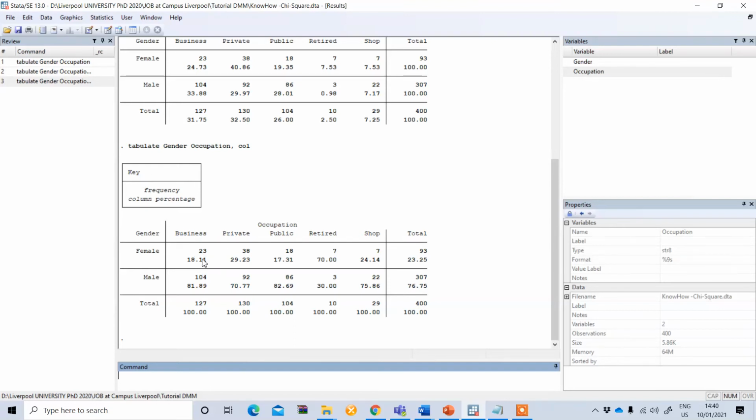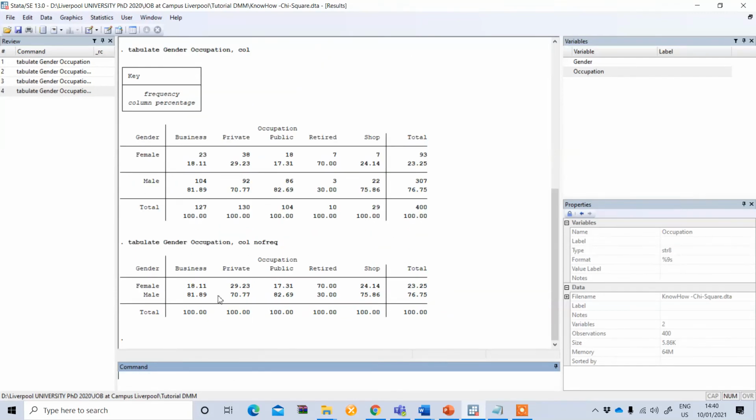However, if you don't want to show the frequency, and rather would like to show only the percentage, in that case after row or column you just type nofreq, and then press enter. It will give you only the percentage values, no frequency. So in this way we can perform this cross tabulation table.